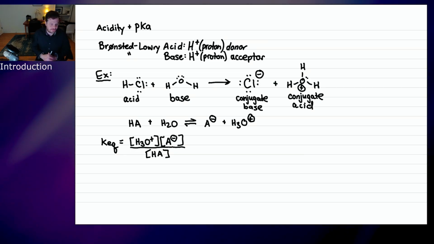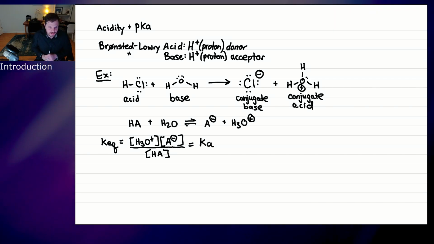And what we need to remember here is that H2O is not included because it's a pure liquid, and we do not include pure liquids and solids in the equilibrium expression formula. And so this fraction here, the concentration of acid times the concentration of conjugate base divided by the concentration of the original acid, we call that the Ka value.